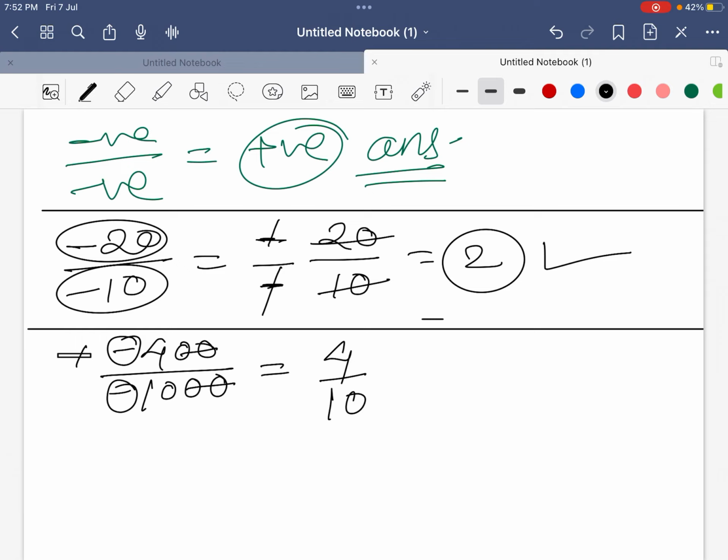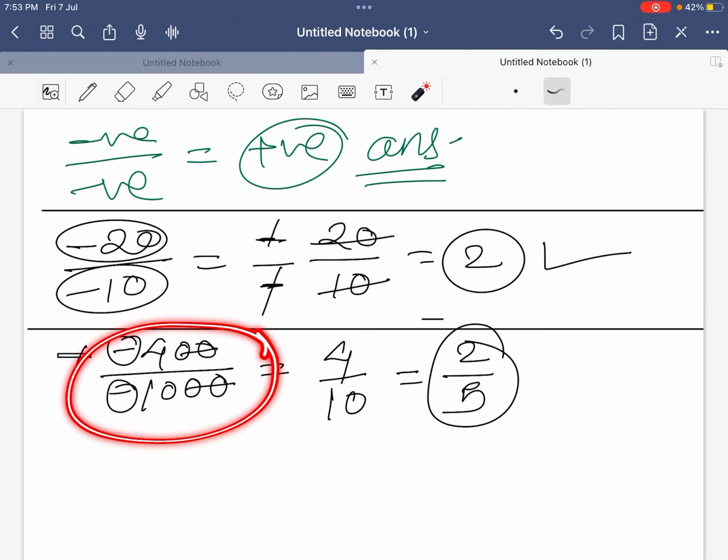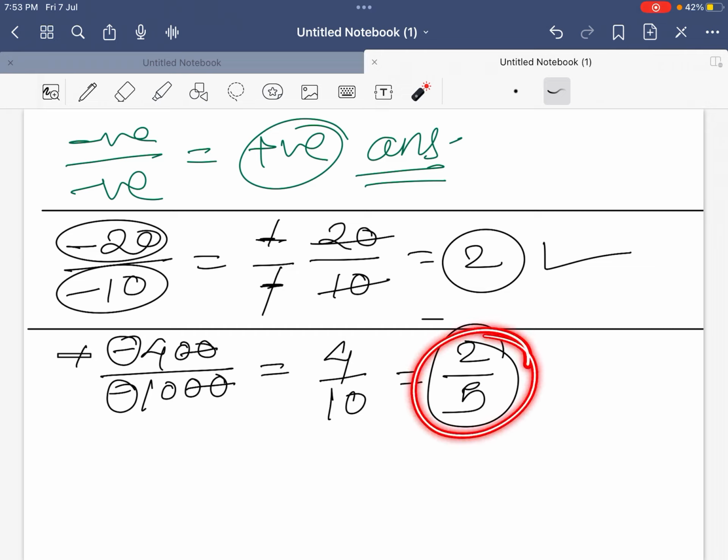What is the remaining term? 4 upon 10. If you want to simplify it, then just further simplify like this: 2 2s are 4, 2 5s are 10. So likewise, just keep this as it is. So this is your answer, and the answer for this whole question, for example, minus 400 divided by minus 1000 is nothing but plus 2 upon 5.